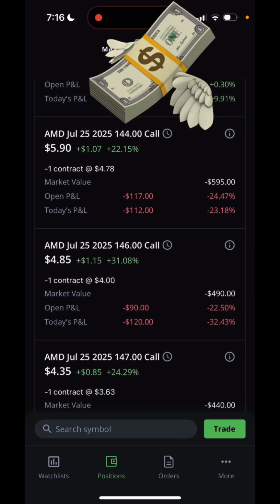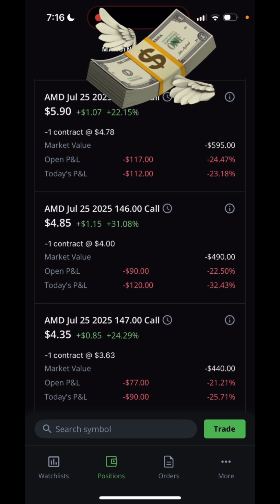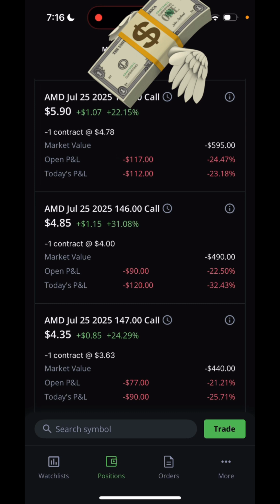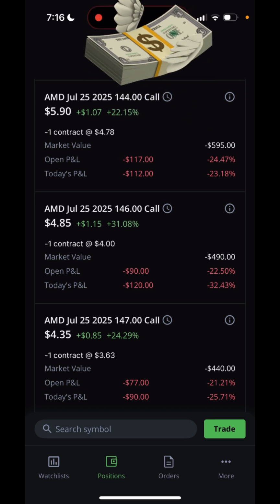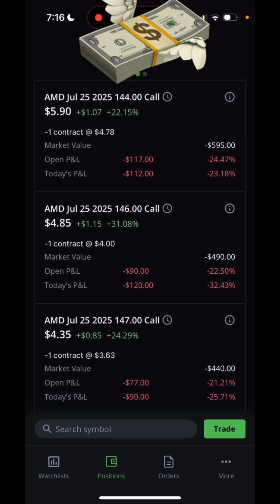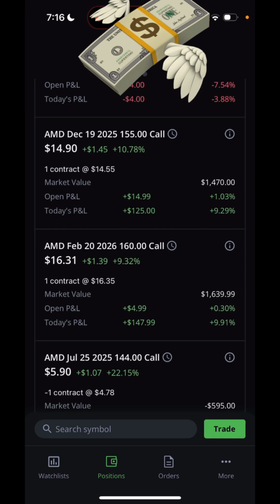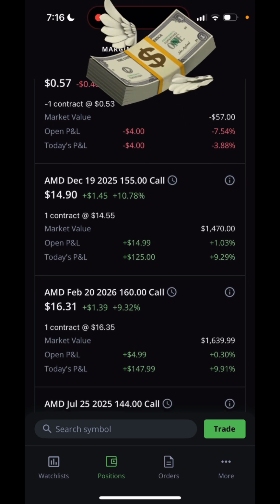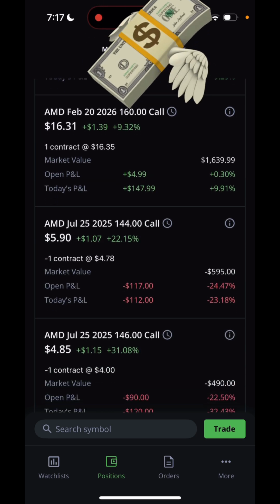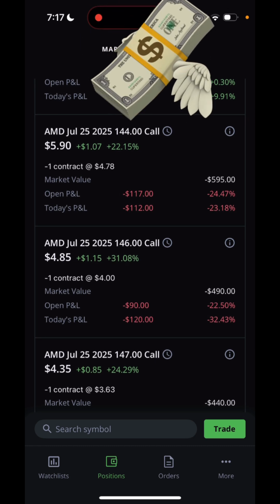So these are the ones that you're seeing here. We have the 144, 146, and 147 expiring 2 weeks from now. Once again, we're probably not going to write too many more short calls. We're just going to let these ride. Two of them are covered by the long calls up here, the February and December long calls. One is uncovered, so we'll have to manage that.